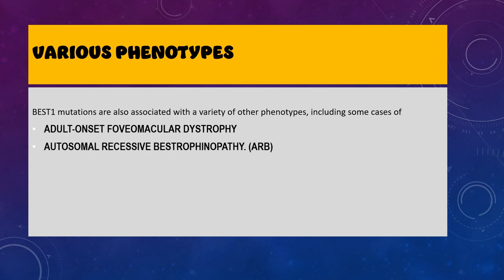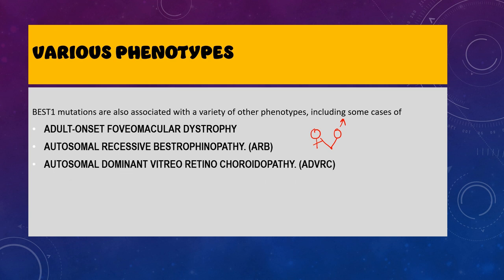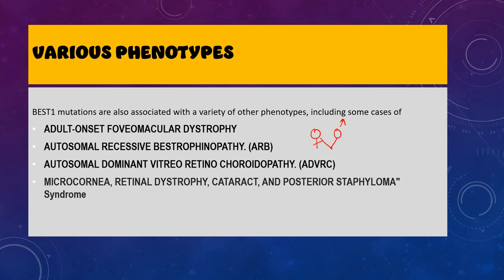Then we also have something called autosomal recessive bestrophinopathy. Now, the BEST disease and also the adult onset foveal macular dystrophy, which we discussed just now, both are inherited in an autosomal dominant fashion. However, the ARB, autosomal recessive bestrophinopathy, is inherited in a recessive pattern. That means you need both the parents to carry the disorder for it to manifest in the child. Then we have autosomal dominant vitreoretinochoroidopathy. Then we also have microcornea, retinal dystrophy, cataract, and posterior staphyloma syndrome.